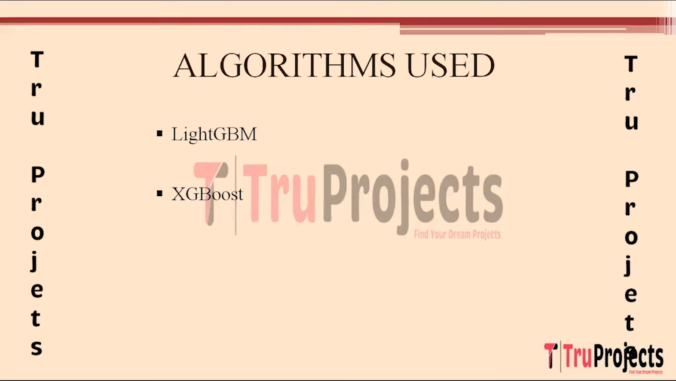The next one is XGBoost, that is Extreme Gradient Boosting. So, XGBoost is an optimized implementation of gradient boosting that integrates features like regularization, handling missing values, and parallel processing. It builds trees sequentially, each tree compensating for the errors of the previous ones.